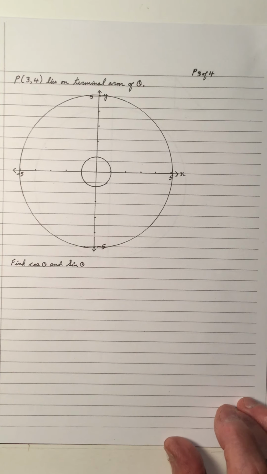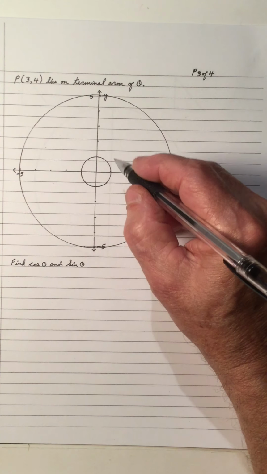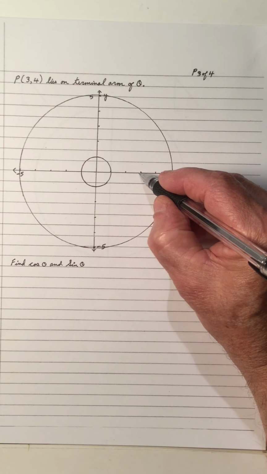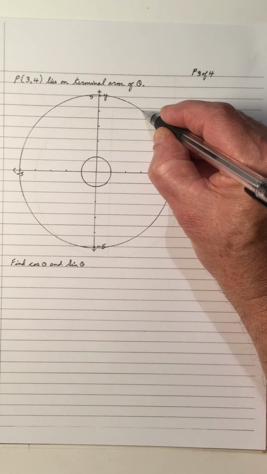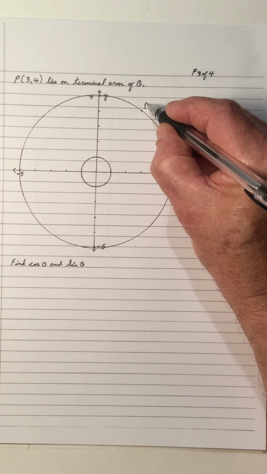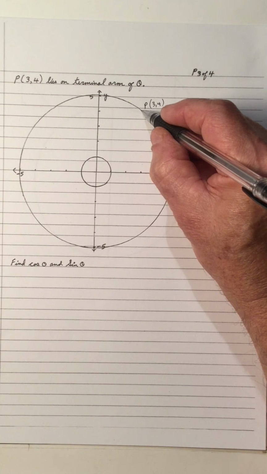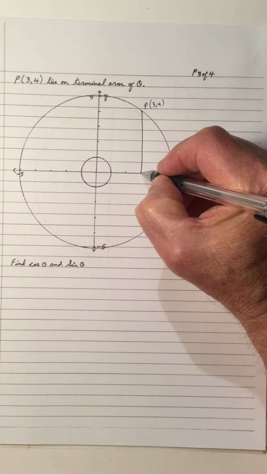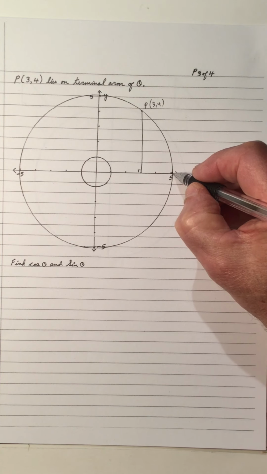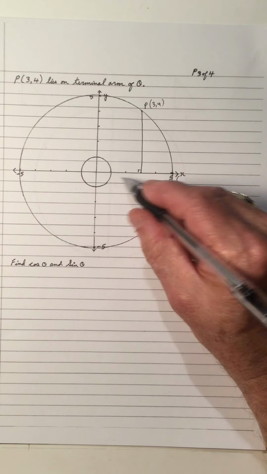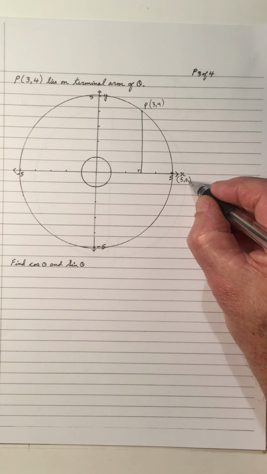So now let's take the point 3, 4 lying on the terminal arm of theta. So the point 3, 4. So x is 3 and y is 4. So let's take this point right here to be point P, which is x is 3, y is 4. We drop a perpendicular to the x-axis, and the rotation for theta starts at the point. Now notice this point here, the radius is 5, so this point is 5, 0.